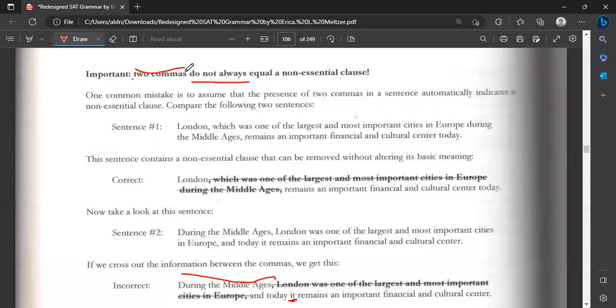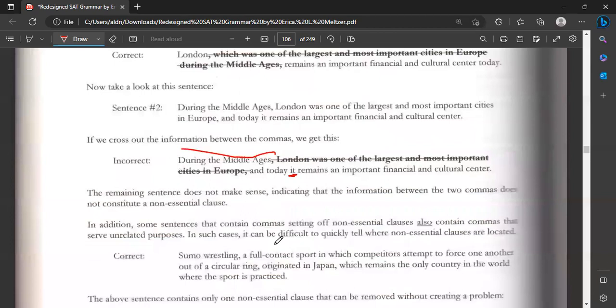In this case, we are removing the clause that talks about London, which this last part depends on, right? And today it remains an important financial and cultural center. That's supposed to be London. So if we cross that out, then we're losing the meaning of our sentence. So that just means that the commas in this case do not constitute a non-essential clause.